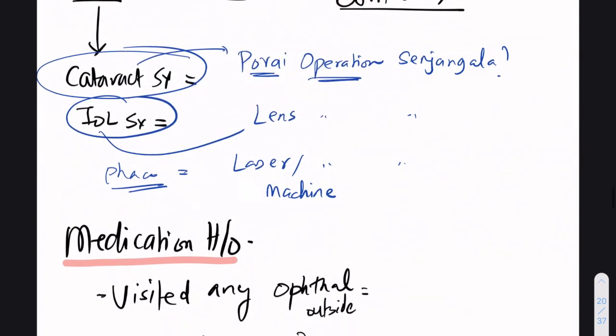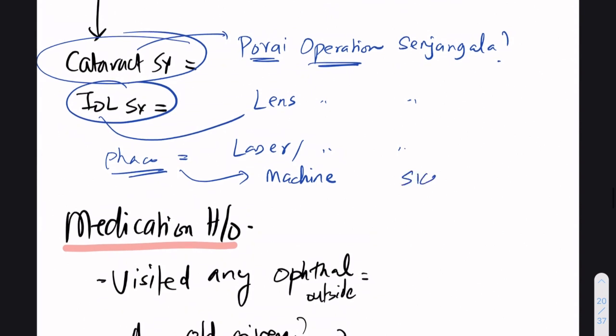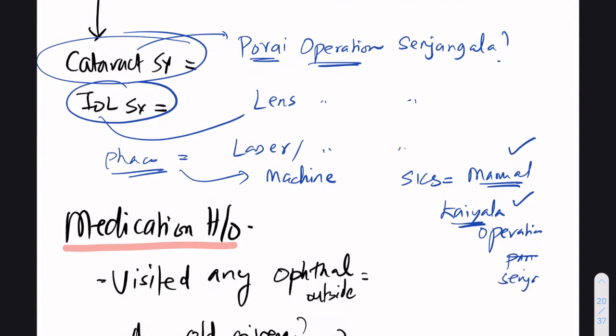Now, a phaco is called laser or machine operation, whereas a small incision cataract surgery is also called manual surgery. So, manual, by hands. So, kaiyila operation pannangala. Kaiyila means in hands. Of course, we do phaco by hands, but again, to be more specific, manual means kaiyala. Kaiyala operation senjangala. So, you want to specifically ask, did you undergo small incision cataract surgery? You have to ask, manual kaiyala porai operation senjangala. Easy? Okay.